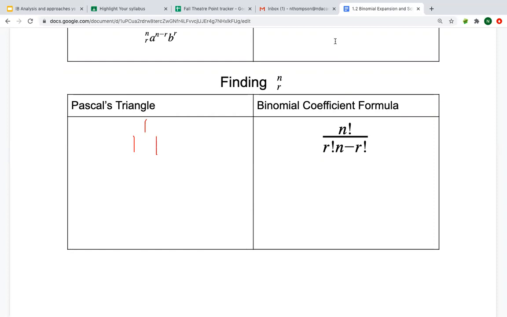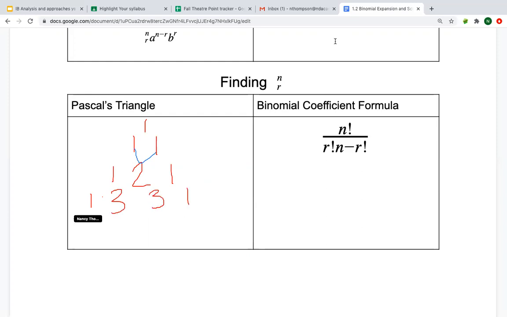And so if you look at the first line, you should have 1a plus 1b, and then the second one is 1a squared plus 2ab plus 1b squared. And the other way that you can determine this is that it will be all ones on the outside edge, but then it will be the sum of the two numbers above it. So for example, our next row would be 1, and then 1 plus 2 is 3, 2 plus 1 is 3, and then a 1 on the outside.